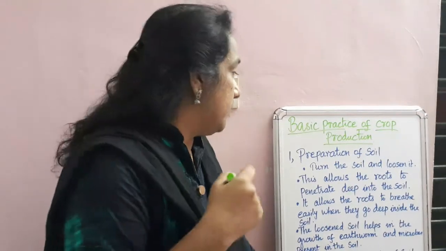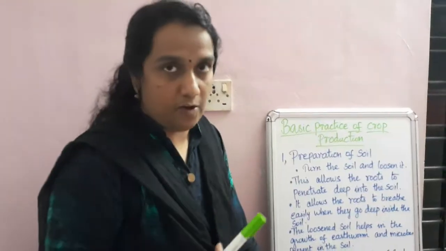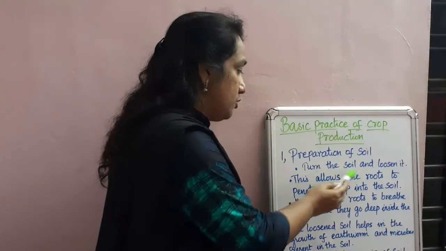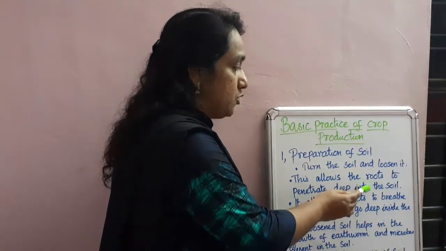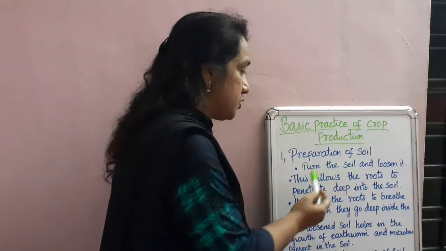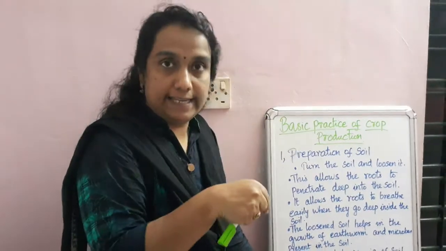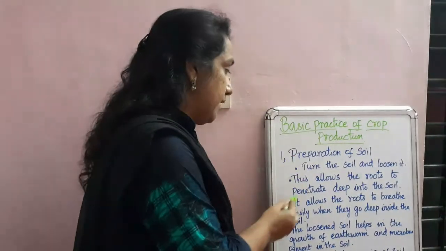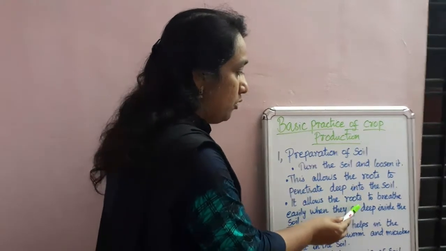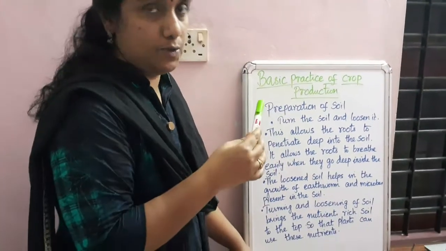So the first benefit we get when we are tilling or loosening the soil is that it allows the roots to penetrate deep into the soil. The roots can go easily inside the soil. The second point is that it allows the roots to breathe easily when they go deep inside the soil. So air will get in, and water also will get in.